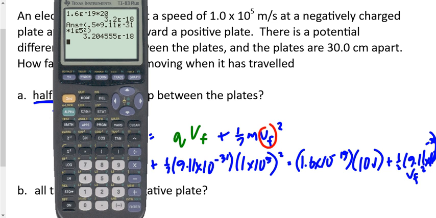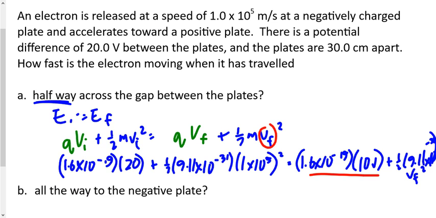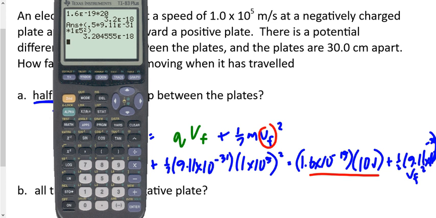And now let's take this term over by subtracting. Use some brackets there. 1.6 times 10 to the minus 19 times 10. And then let's take the half over by multiplying it by 2. Take the 9.11 over by dividing. And I got 3.5 times 10 to the 12 meters per second. Sound good?